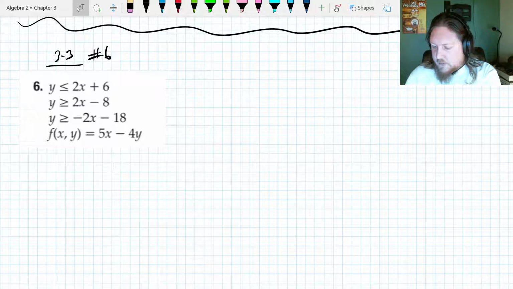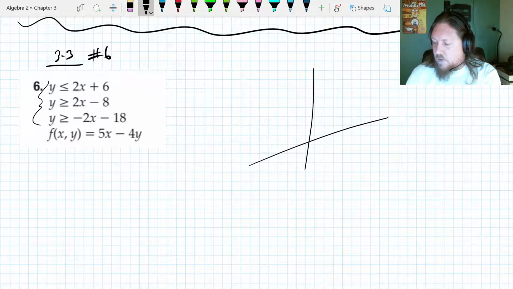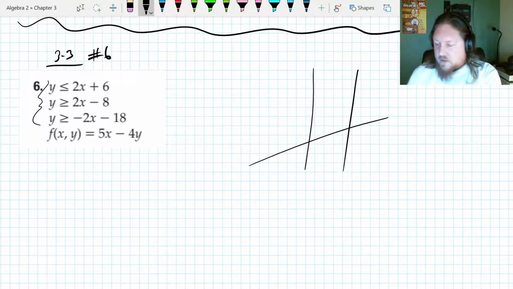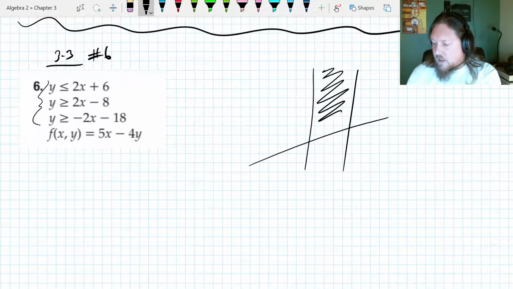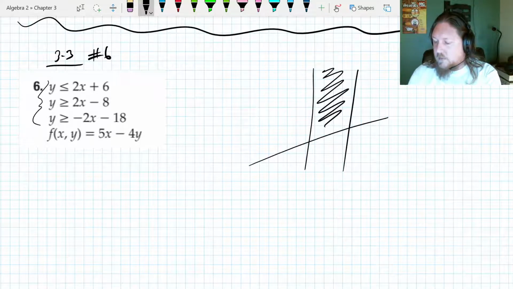Basically, the idea is we have these three inequalities, and they're going to make some sort of region, maybe it's a triangular region, perhaps it's an unbounded region, but there's some sort of region that is going to be identified as the solution region for these three inequalities. And we're going to try to find all the vertices, which is where the lines intersect.